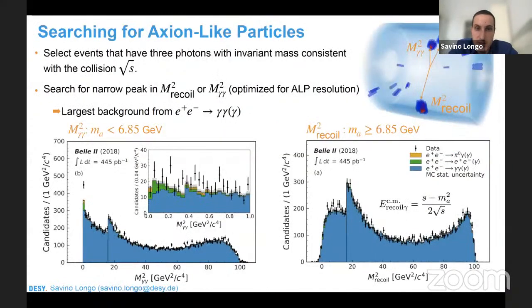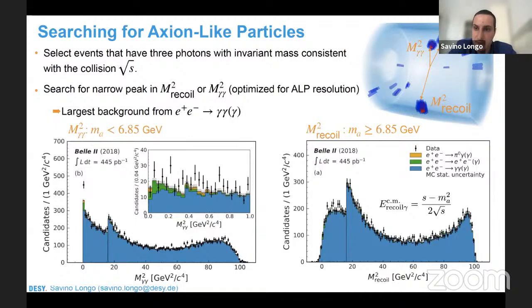So in this analysis, we select events that have 3 photons where the total invariant mass is consistent with the collision square root s. On the top right, we see an example signal event from simulation where we can see in the detector these 3 photons. 2 of them are coming from the ALP decay, and the other one is recoiling against the ALP production.